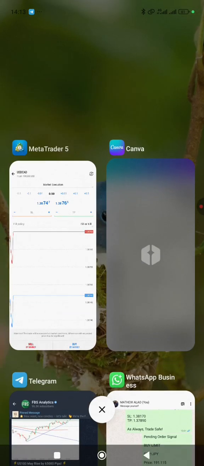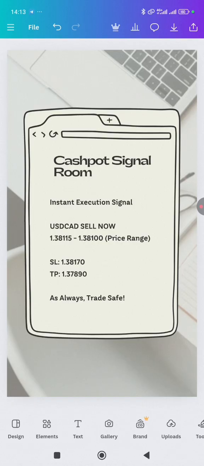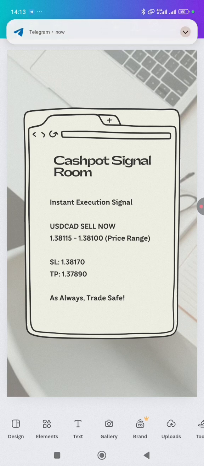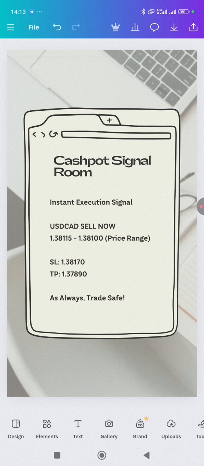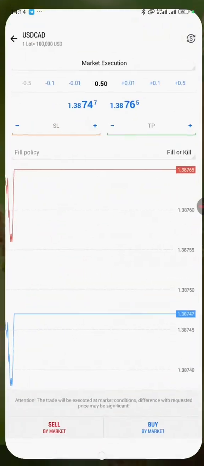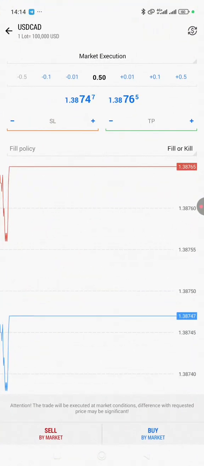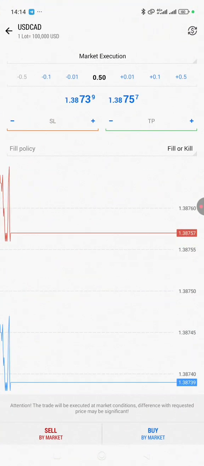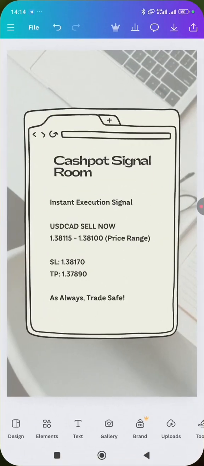Now let's go back and see the prices. Of course, this signal that you are seeing on your screen is an old signal, so it is not a current signal, and you are not expected to trade this signal as it is. So now let's assume that the price range that is here is the same price range that we have here on the board, on MetaTrader. All you need to do is go ahead and set your stop loss and your take profits.